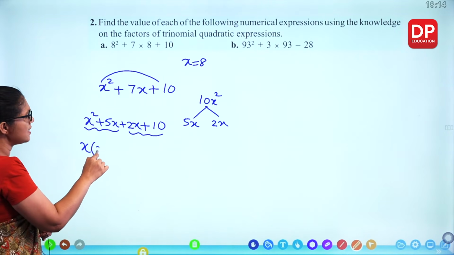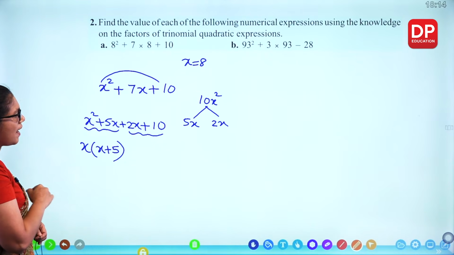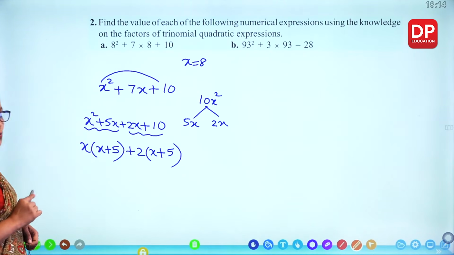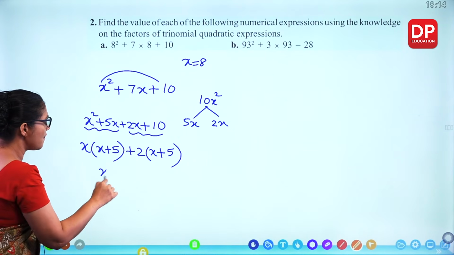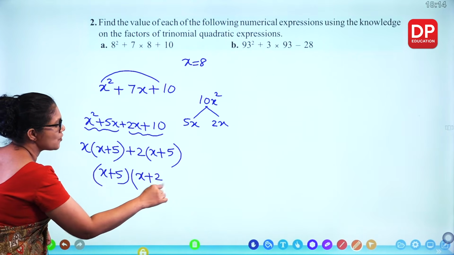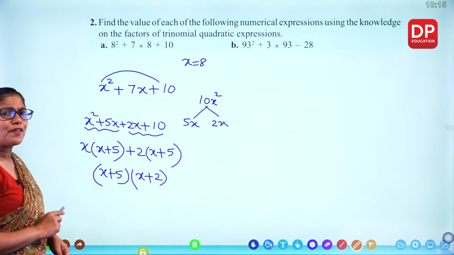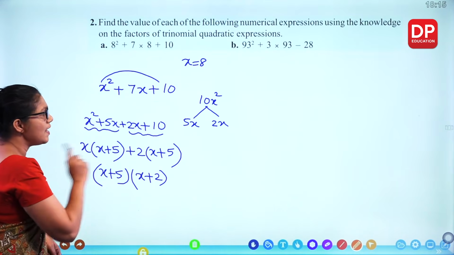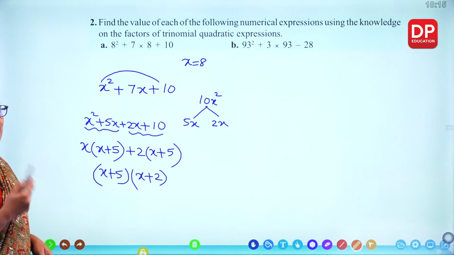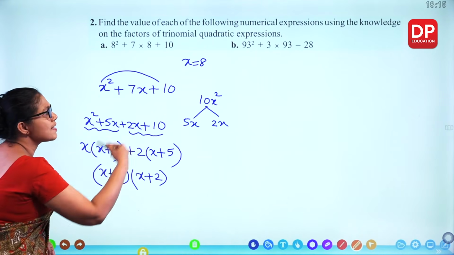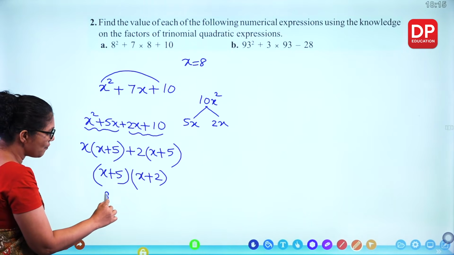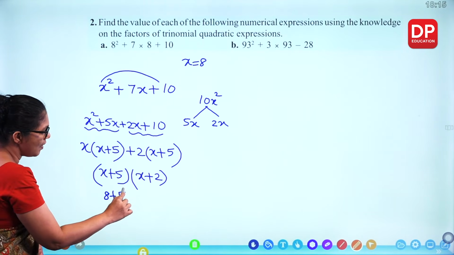So x is common, take it out, you get x plus 5. Plus 2 is common, take it out, you get x plus 5 again. x plus 5 is common and what's the remaining part? x plus 2. Now this is not the final answer because we used x as 8. In the question, they are asking to find the value, so we need to substitute 8 as x. Instead of x, we write 8.